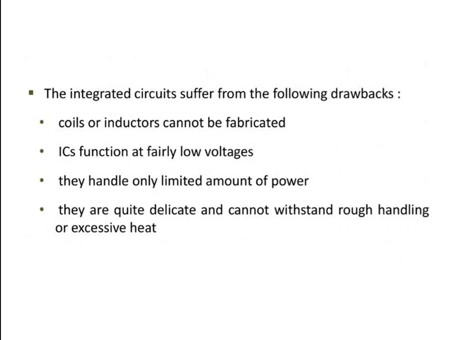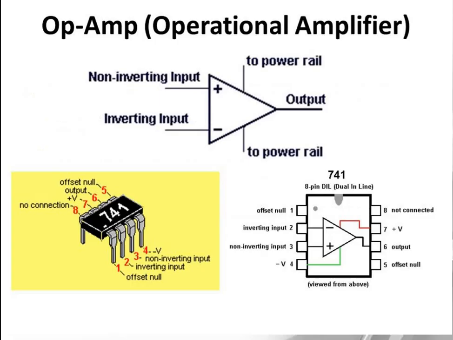Okay, so what are the drawbacks of integrated circuits? Coils or inductors cannot be fabricated. It's made using wires, right? So it is not possible to fabricate them. ICs function at fairly low voltages. So most of the ICs, almost, will work with very low voltage. So it can handle only a limited amount of power. And they are quite delicate and cannot withstand rough handling or excessive heat. So these are the drawbacks of integrated circuits.